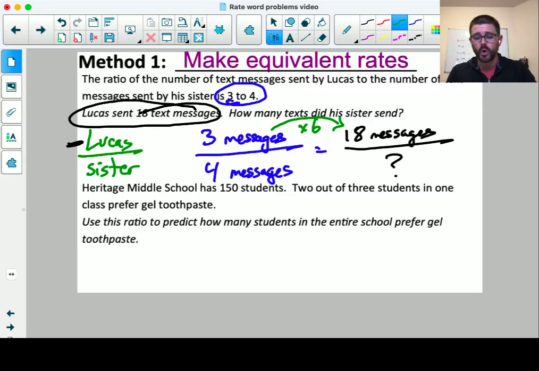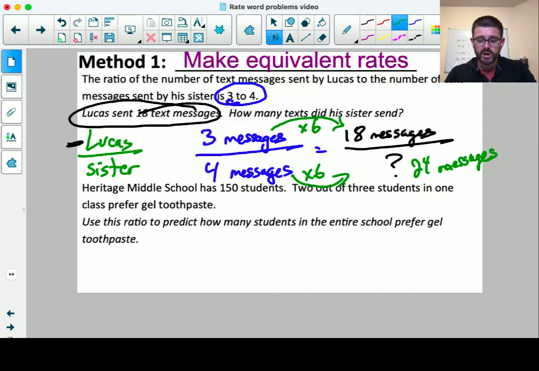So in order for it to be an equivalent rate, I've got to do the same thing. I'm going to multiply by 6 down here. I'm going to treat both parts of my rate equally. 4 times 6 is 24 messages. Okay. All right. Next one.